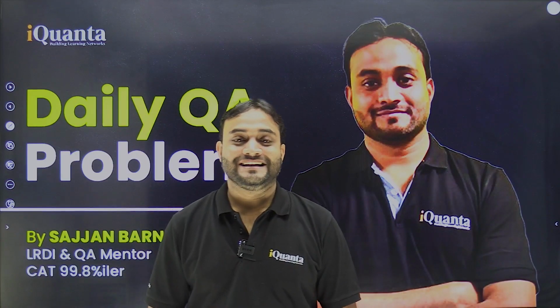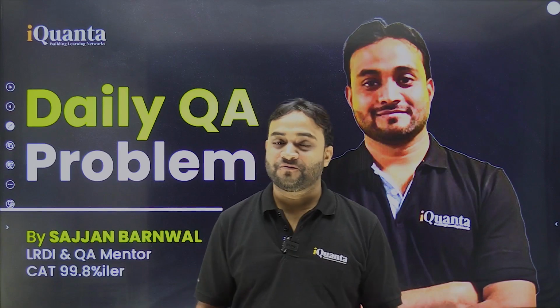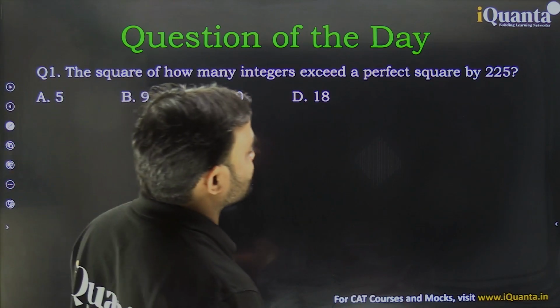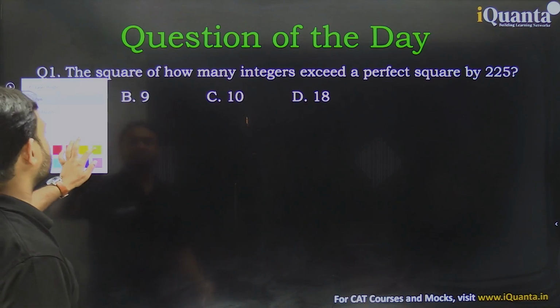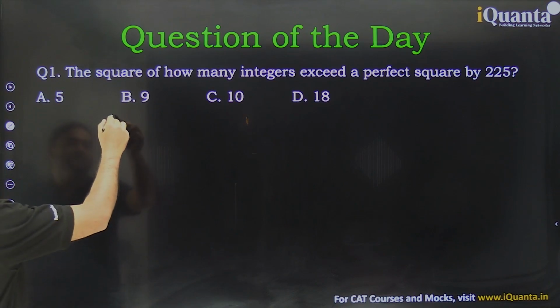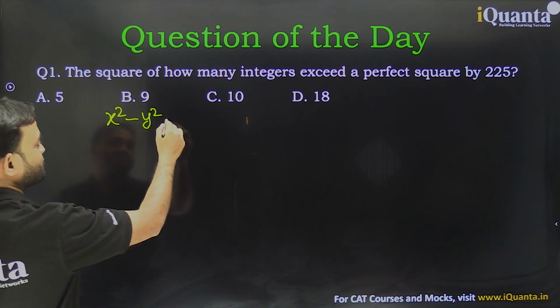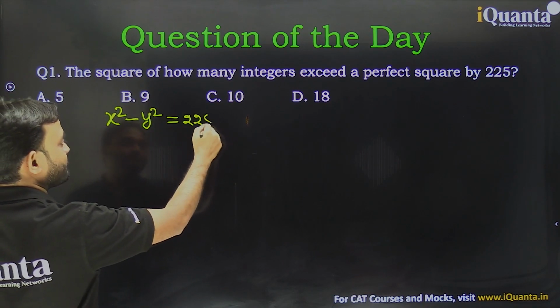Hello everyone, in the daily QA series, let's discuss our first question today, which is from numbers. It says: the square of how many integers exceed a perfect square by 225? So the square of an integer, let's say x square, exceeds another perfect square, y square, by 225.